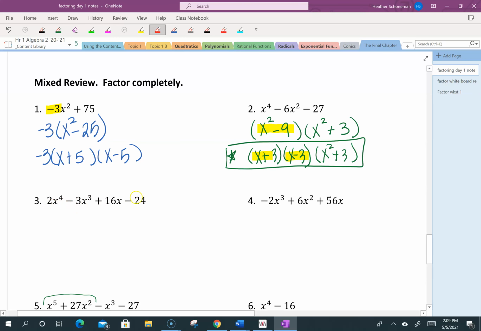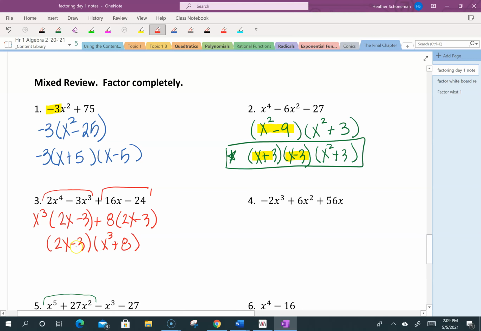There's not a greatest common factor that you can take out of all 4, so I'm going to factor by grouping. Out of the first 2 terms, I can take out x cubed, and that leaves me with 2x minus 3. Plus, on the next 2 terms, I'm going to take out 8, and that leaves me with 2x minus 3. Okay, so one parentheses is 2x minus 3, the other is x cubed plus 8.